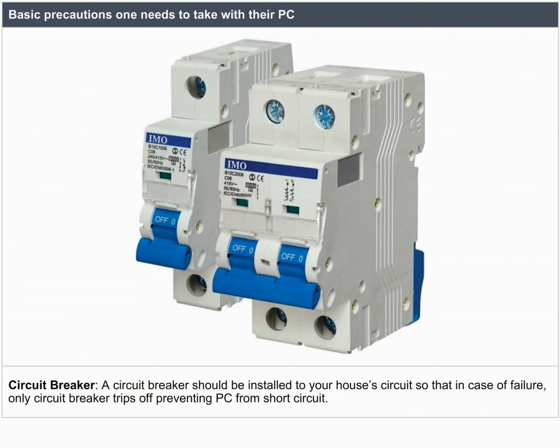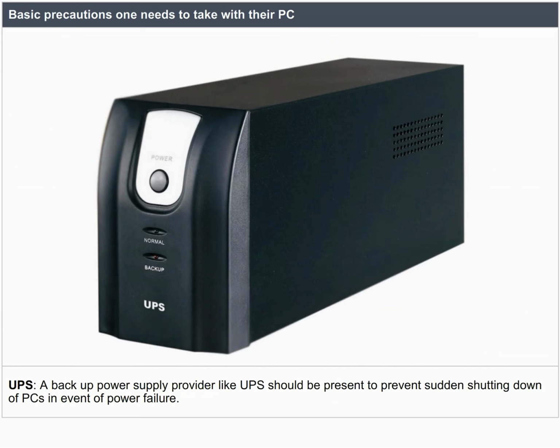Circuit breaker. A circuit breaker should be installed to your house's circuit so that in case of failure, only the circuit breaker trips off, preventing the PC from short circuit. UPS. A backup power supply provider like a UPS should be present to prevent sudden shutting down of PCs in the event of power failure.